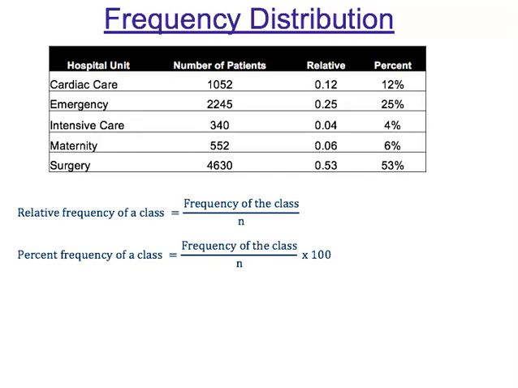In many cases, you'll be working with data in the form of a frequency distribution, which you'll either create from the data or just interpret. This data set shows a hospital with the various units, departments, and it looks like we've got the number of patients per department. To construct a frequency distribution, we simply take the frequency of each class. In this case, our classes are cardiac care, emergency care, intensive care, maternity, and surgery, and divide that by n.